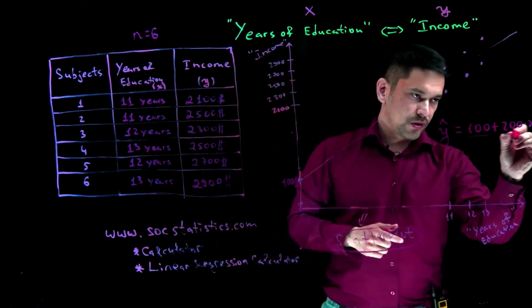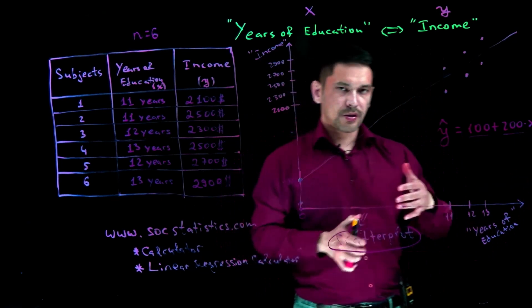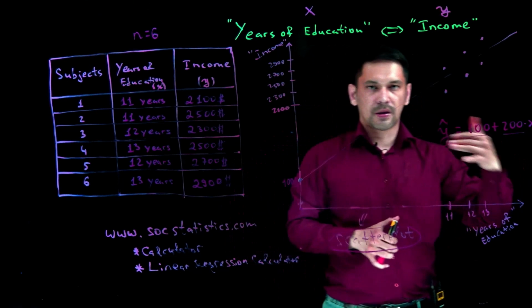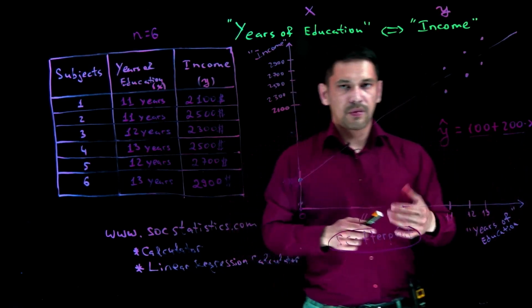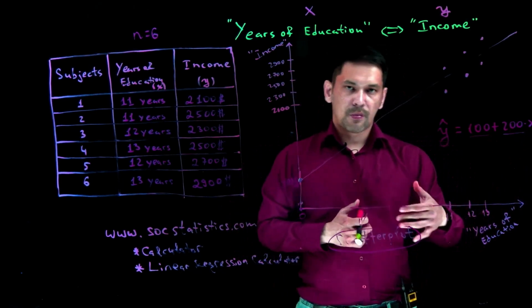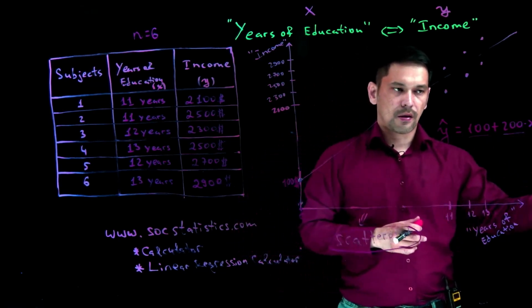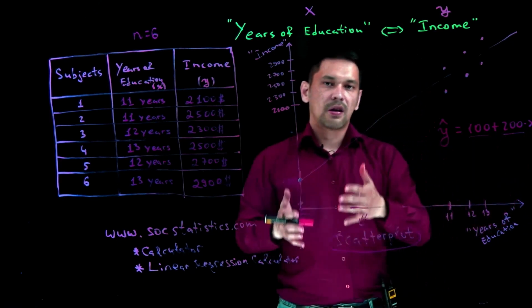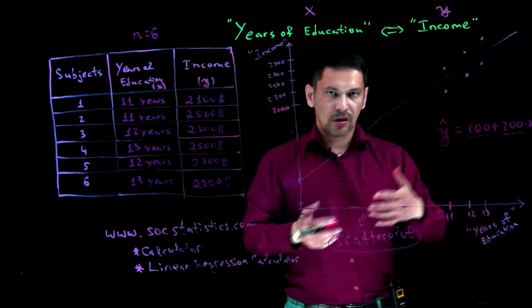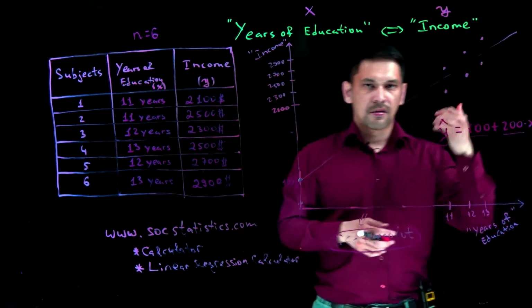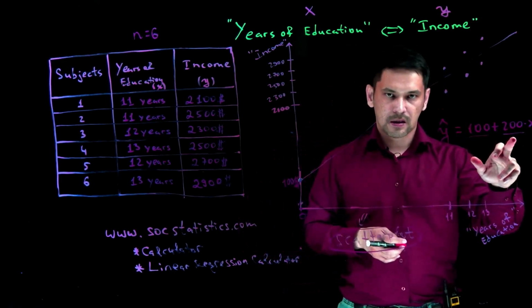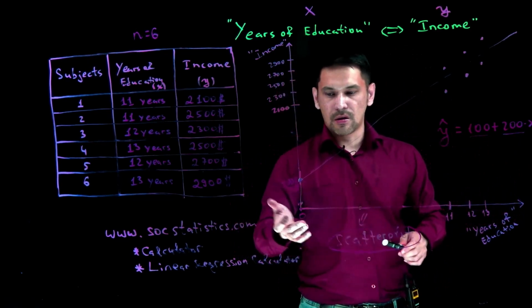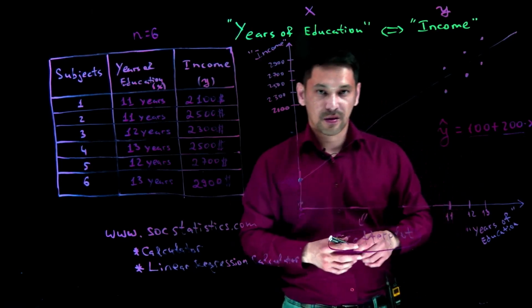Now the slope is equal to 200. That means each time x increases by 1 unit, y increases by approximately 200 units. In this context, it means each time a person gets 1 more year of education, his income goes up by approximately $200. So if you study for 1 more year, your income is going to go up by approximately $200. This is how you can interpret the slope in this context. And when interpreting the y-intercept in this context, you can say if you don't have any education, you're going to make approximately $100 a month.